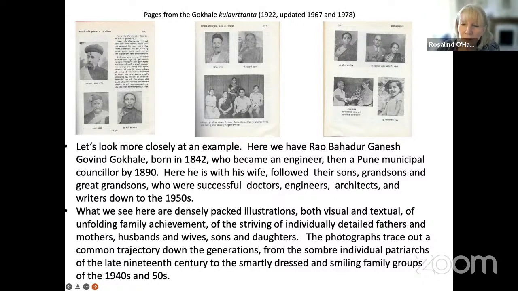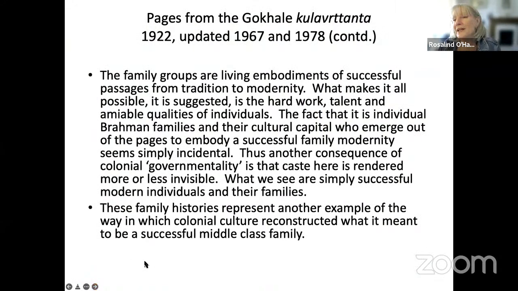So what these Kulavratantas, rather like the studio photographs, but with an awful lot more information, are doing for us is showing us really densely packed illustrations, both visual and textual, of unfolding family achievement, the striving of individually described fathers and mothers, husbands and wives, sons and daughters. And we can see the kind of trajectory from the somber patriarch, the founder of the family, to the smartly dressed, smiling groups of the 1940s and 50s. So what we are shown here are living embodiments of a successful passage from the late colonial, from, quote, tradition to modern citizens.